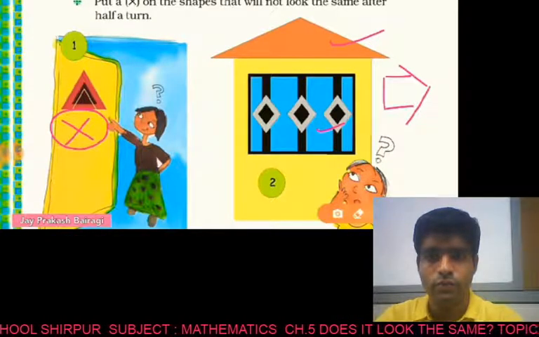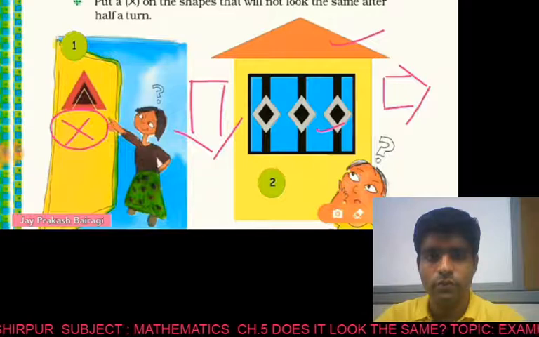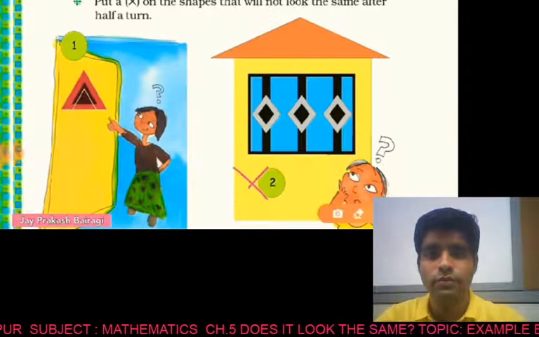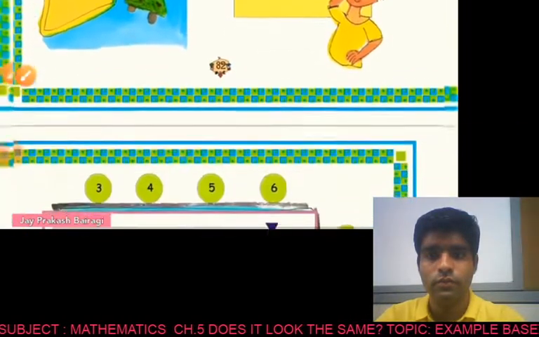So in half turn it will look like this. So it is not the same as its previous picture in half turn. So here you will also put a cross. So for picture 1 and picture 2 you will put a cross. Now come to the next page.